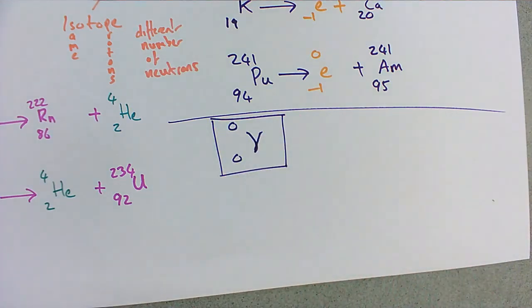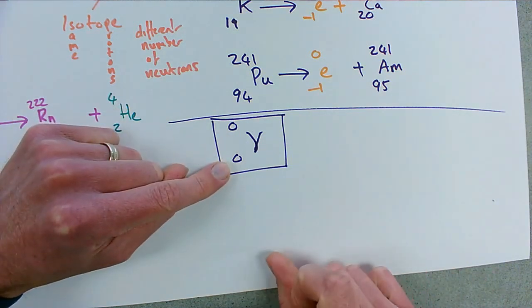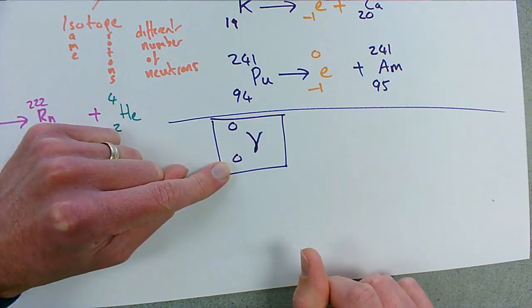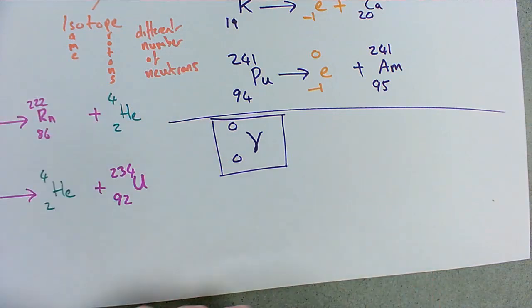And that means that anything that does give off gamma, well, there'd be no change to the top number, no change to the bottom number. So we don't really do nuclear decay equations for gamma. Hopefully that's been useful. There you go.